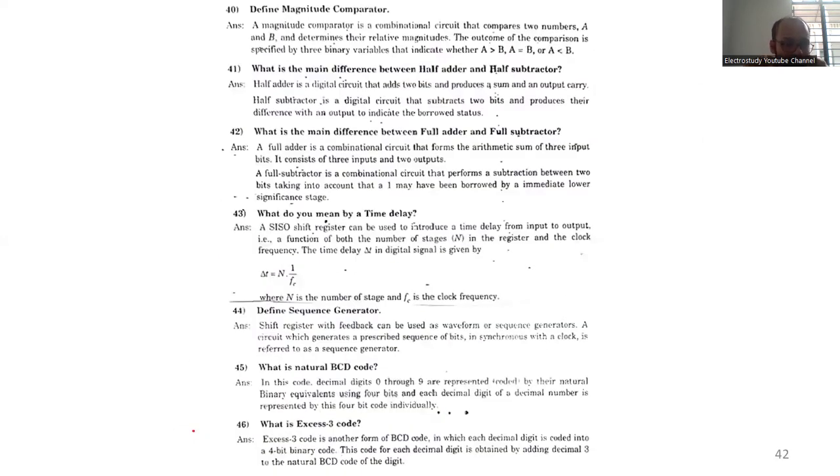We have to discuss a few more questions which are most significant. If you refer to this session, it will be helpful for theory also. Don't think that it's applicable only for the laboratory. It is viable for theory also. Define the magnitude comparator. A magnitude comparator is a combinational circuit that compares two numbers A and B or any other variables and determines the relative magnitudes. The outcome of the comparison is specified by three variables indicated by either A greater than B, A less than B, or A equal to B, correct?